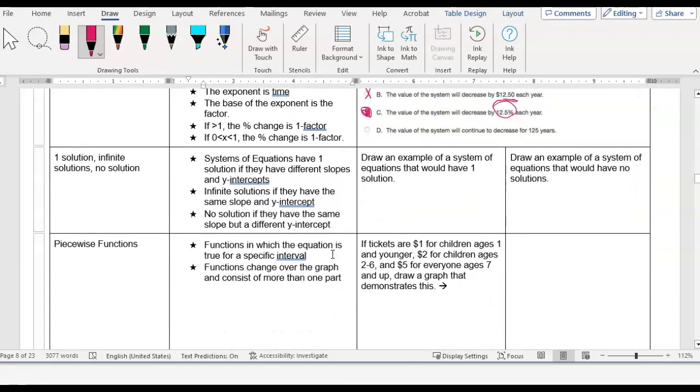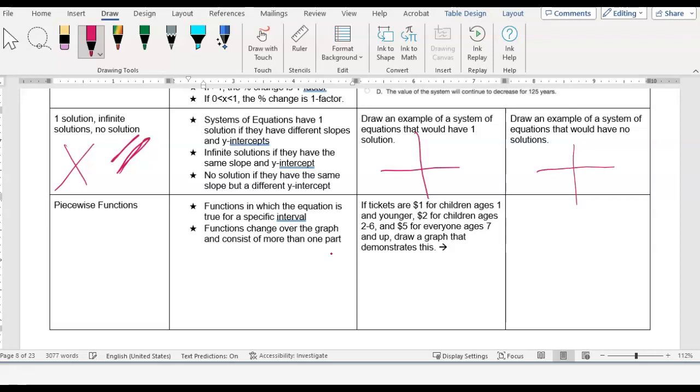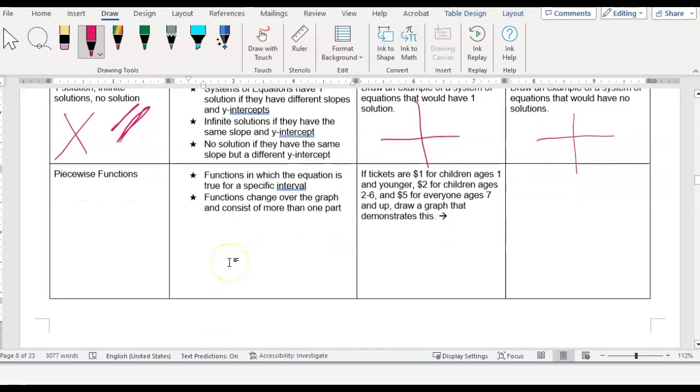All right. The next piece is looking at one solution, infinite solutions, or no solution. And so systems of equations have one solution if they have different slopes and different y-intercepts. If they have the same slope and the same y-intercept, they're going to overlap, and so they have infinite solutions. And they have no solution if they run parallel to each other, which means they have the same slope but a different y-intercept. So draw an example of a system of equations that would have one solution. I basically just did that over here, so you go ahead and do that. And then draw an example of a system of equations that would have no solutions.